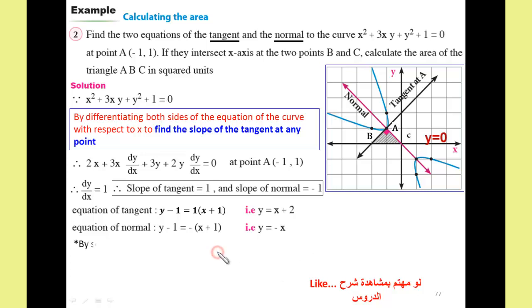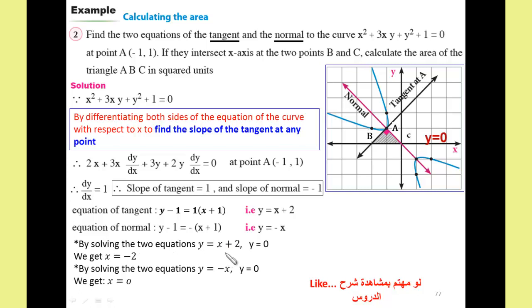By solving the two equations, y equals x plus 2 and y equals 0, we will get x equals negative 2. How to solve these two equations? Substitute y equals 0. We have here two equations. This is the equation of the tangent. This is the equation of the x-axis, y equals 0. Substitute y equals 0, you will get x equals negative 2.